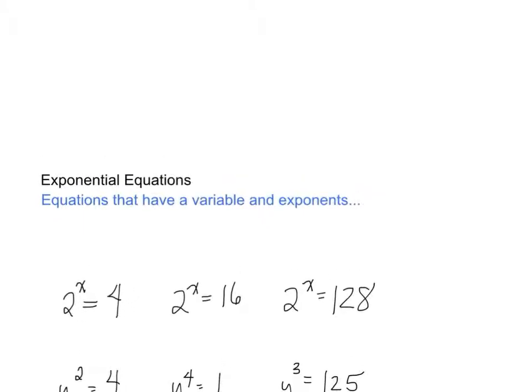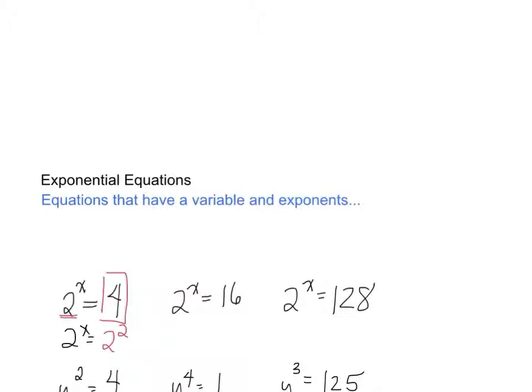Just looking at this first problem, you can say, hey, that's kind of obvious. You know that x must equal 2 because 2 squared is 4. But how we solve this mathematically is you look at the right side here, and we say, well, what is 4 as a power of this base of 2? And 4 is 2 squared, right? So I have 2 to the x equals 2 squared.